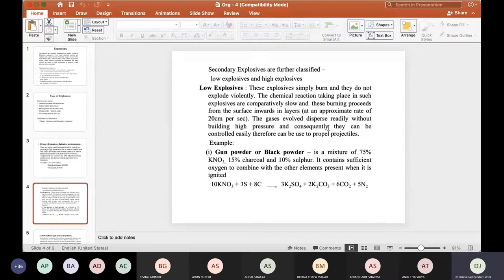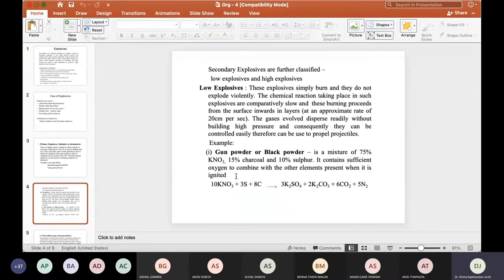And the gases evolve and disperse readily without building high pressure, and consequently they can be controlled easily, therefore can be used to propel the projectiles. A good example is gunpowder and nitrocellulose gunpowder. It is also known as black powder. Black powder, your gunpowder, is a mixture of 75% potassium nitrate, 15% charcoal, and 10% sulfur.